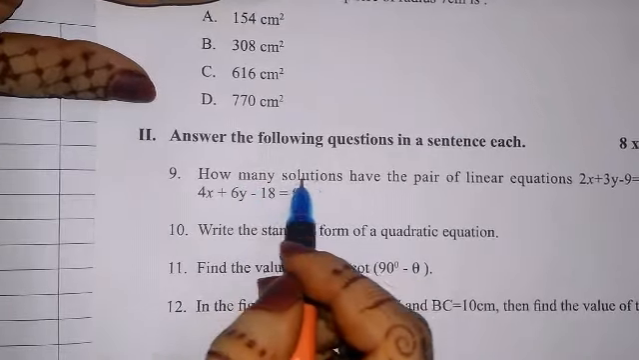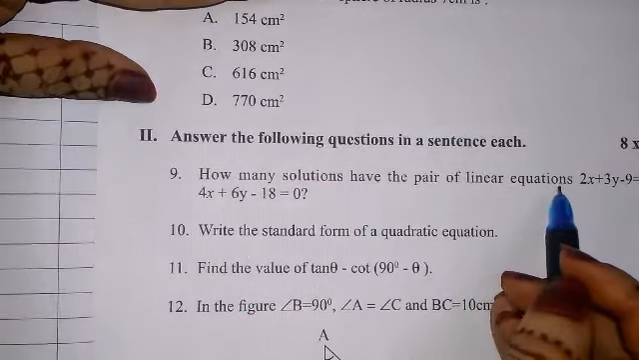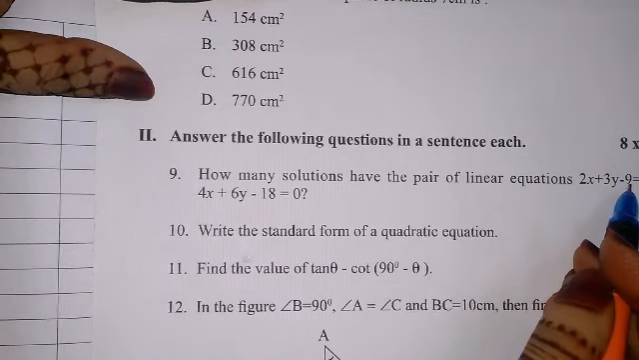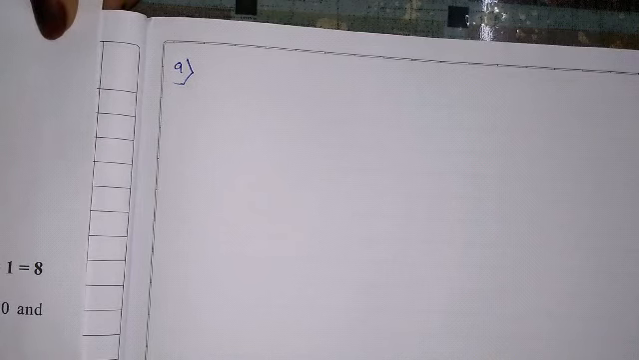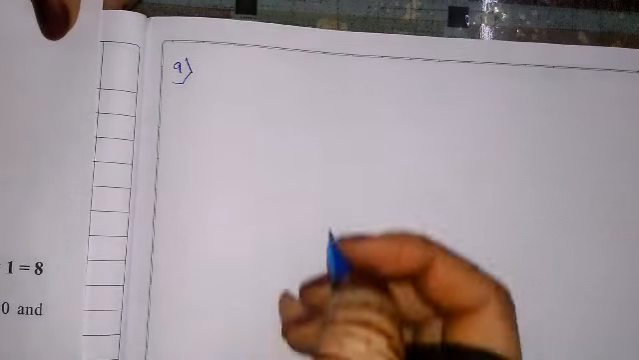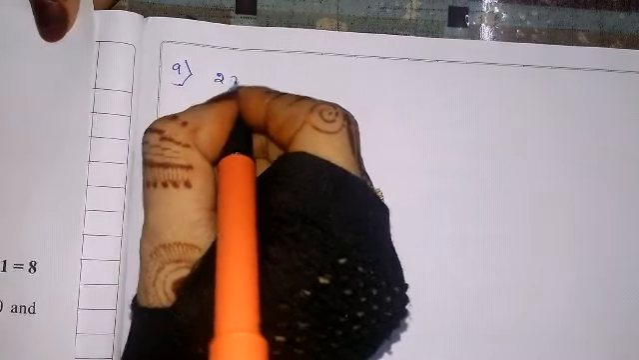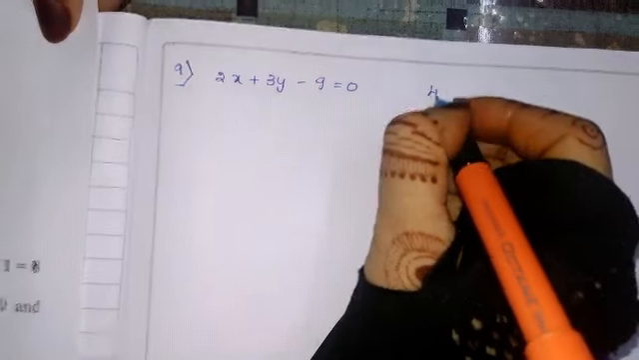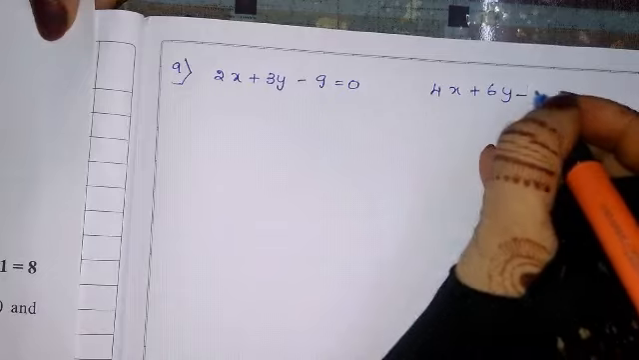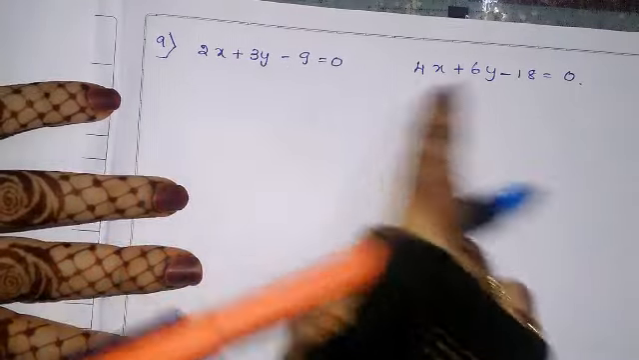Question number 9. How many solutions does the pair of linear equations 2x plus 3y minus 9 equal to 0 and 4x plus 6y minus 18 equal to 0 have? We know there are 3 conditions: infinitely many solutions, no solutions and unique solution. This is a question from pair of linear equations. For these equations, how many solutions do they have? Let us see.